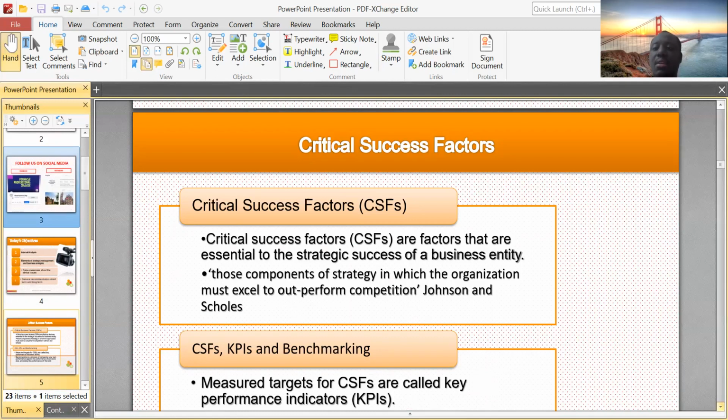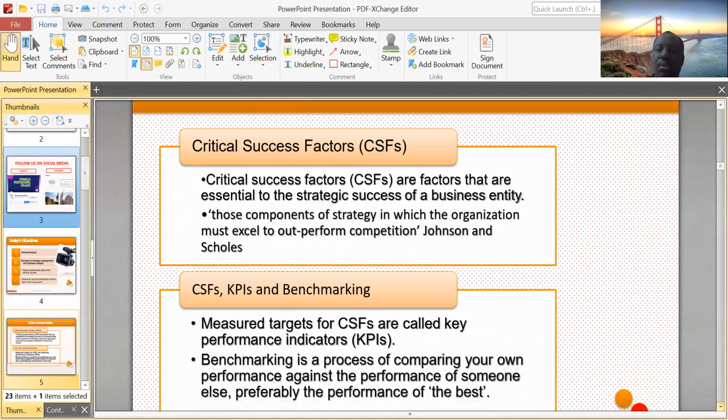So if you pick, let's say, the telecommunication industry or the banking industry, one of the key critical success factors will be, let's say, extremely excellent customer service. If you want to outperform competition, you have to get that right. So critical success factors are factors that are essential to the strategic success of a business entity. Very, very important. So think about it. What are some of the things that are critical for an organization to succeed over its competitors? Those are critical success factors.